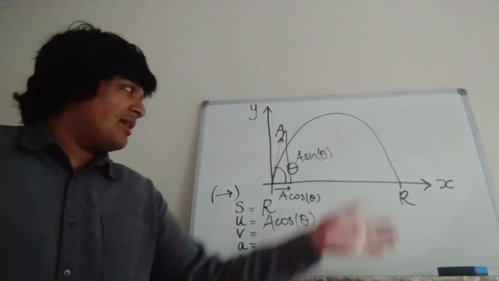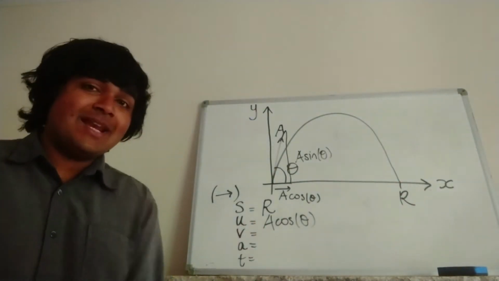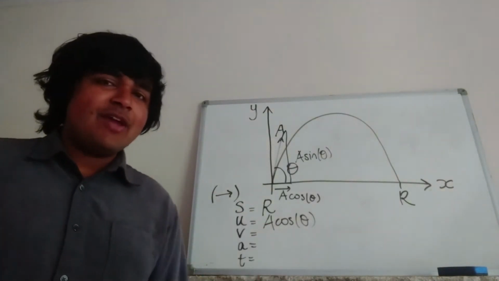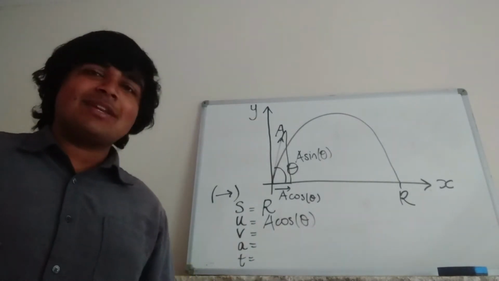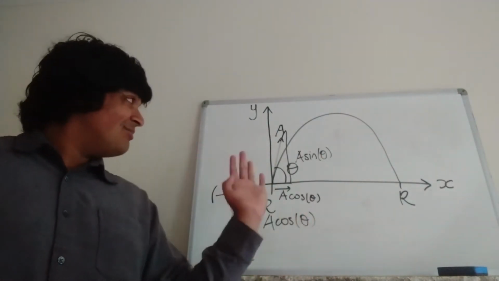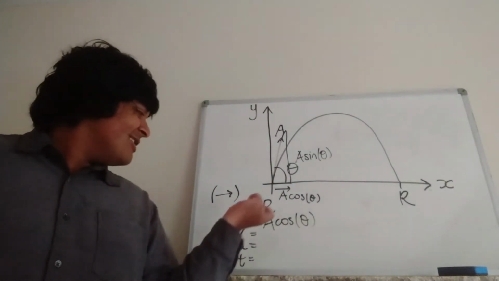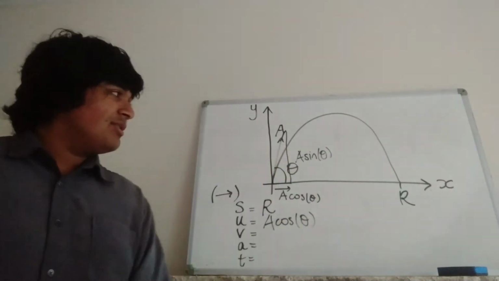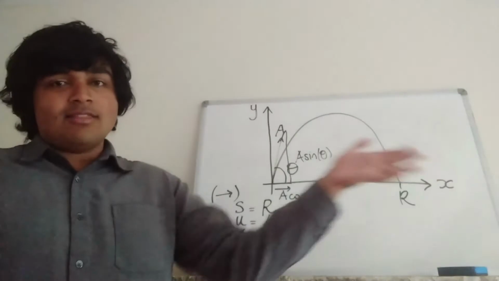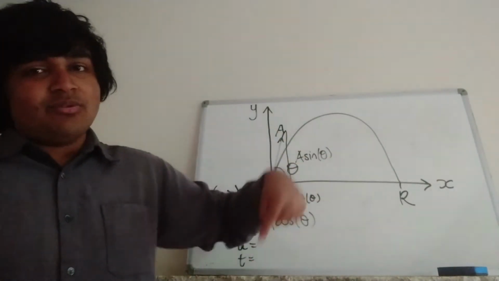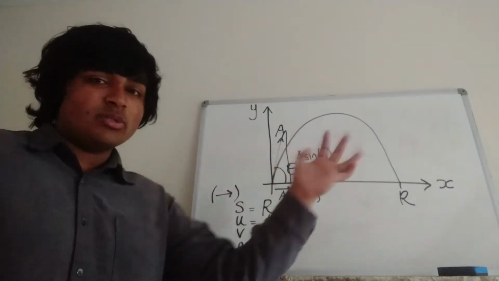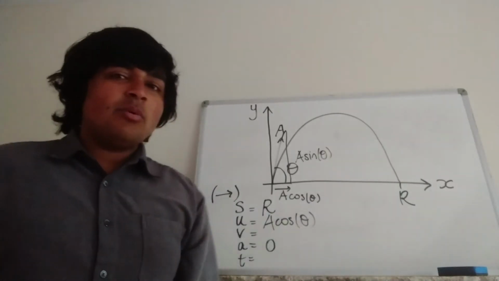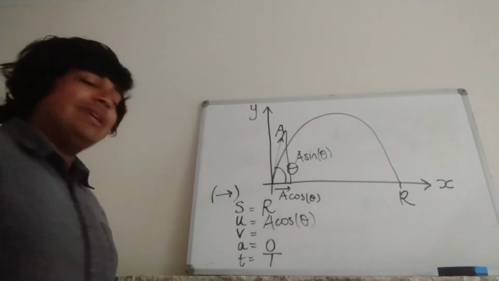V, its final velocity, we don't care about for this problem, so we're going to leave it blank. A is its horizontal acceleration. Now for this problem we're going to assume there's no air resistance, because obviously if you take that into account it makes it a more complex problem. So its horizontal acceleration is 0, because there are no forces acting on it once you've thrown the ball. The only force acting on it is gravity, but that acts vertically as opposed to horizontally. So acceleration is just 0. And the time it takes to get here, we're just going to call that capital T. We don't know what it is, but we're going to call it capital T.